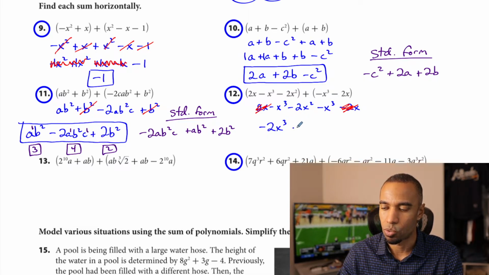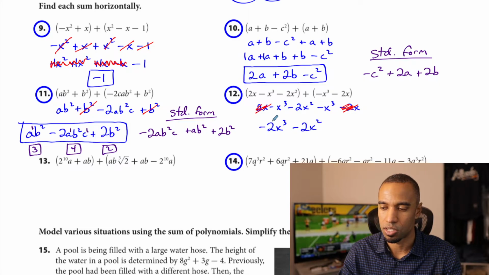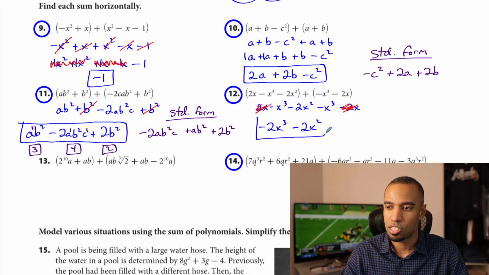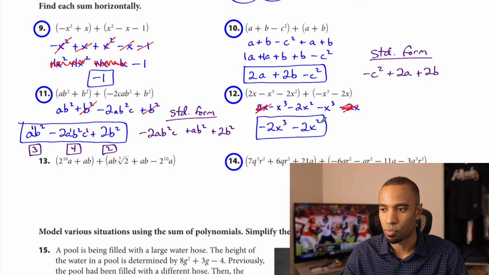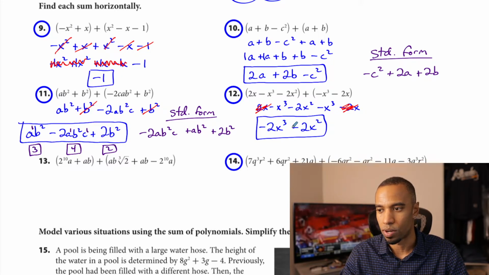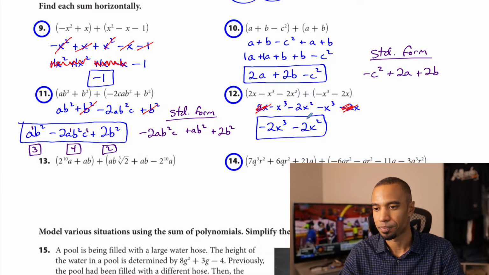And then there's the minus 2x squared. It doesn't seem to combine with anything. And that's standard form as well, because when you compare these things, this is degree 3, and degree 3 is higher than degree 2. So this is written in standard form right there.